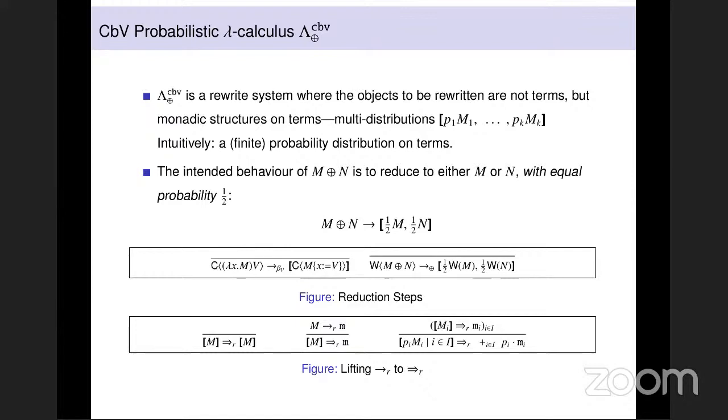So let me just sketch the calculus, you don't need to go into the details. This is our call by value probabilistic lambda calculus. The objects that are rewritten are not terms, but monadic structures, which are essentially distributions on terms. So a multiset of terms with a probability. And the intended behavior of the choice is that M plus N reduces to M or N with a probability. In this case, we have half-half.